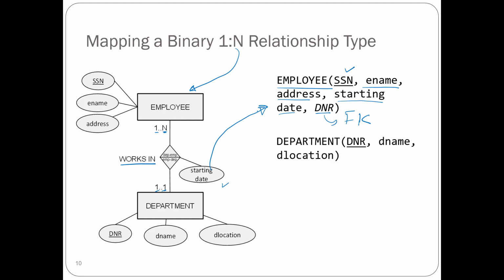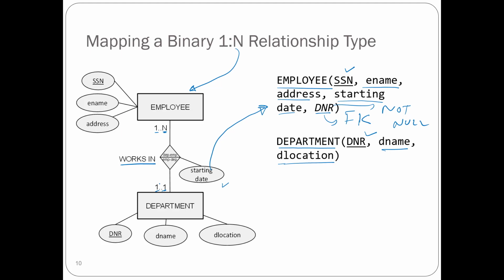How about the department? Well, the department relation would be a simple department relation, with DNR as its primary key, D name and D location. Here we did not put any additional attribute. Now, what we can do here is this DNR should be put as not null. Why? Because for every employee, there should be one department assigned to it, right?